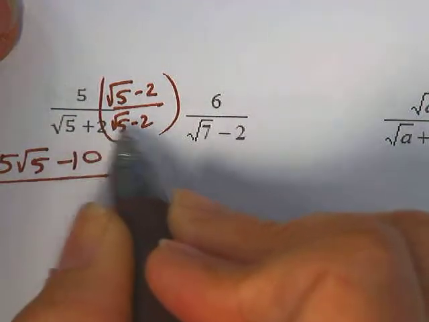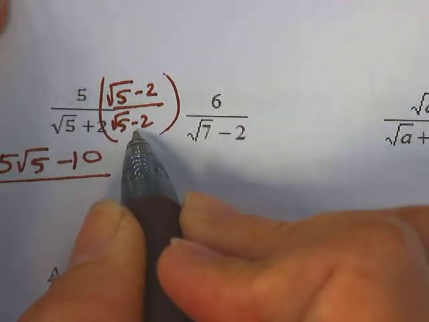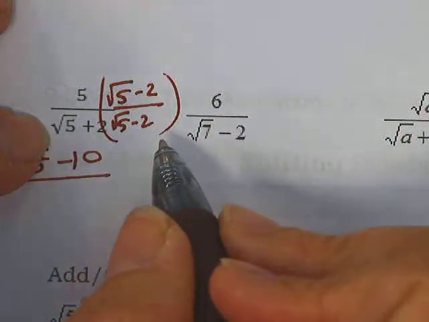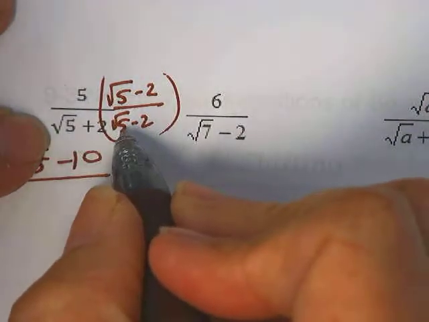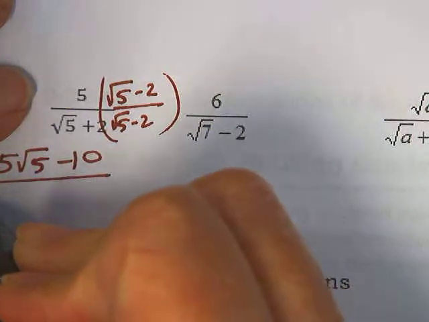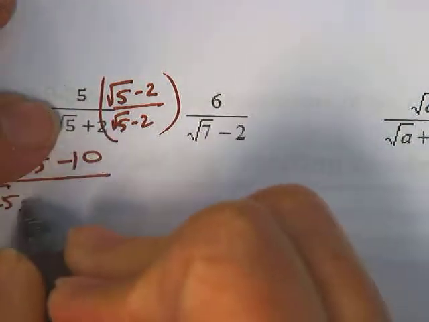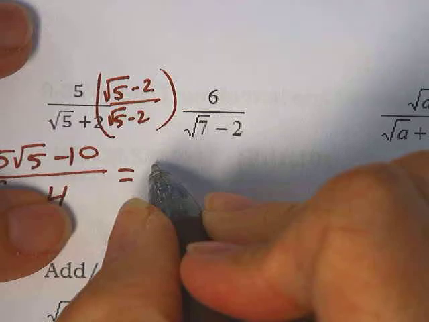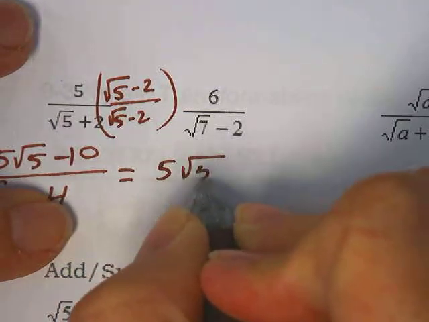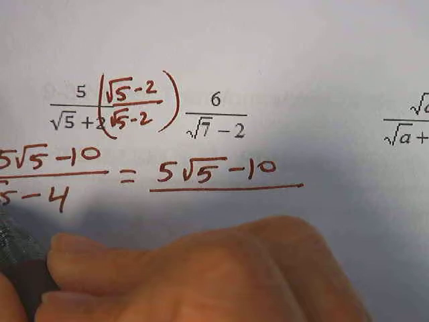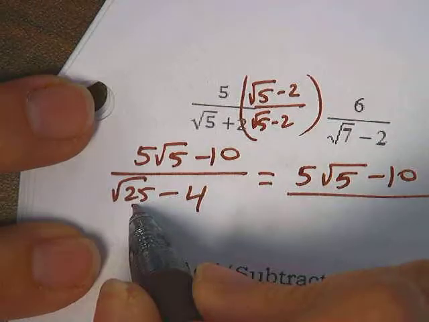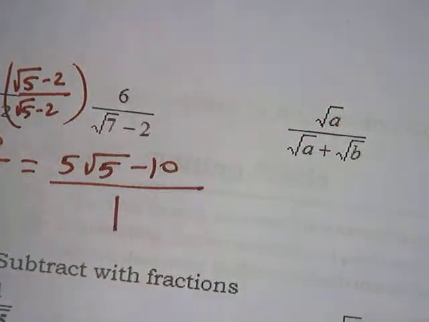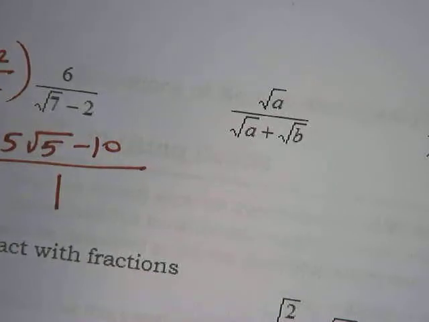When we have this conjugate, which is the same thing but just with an opposite sign, the middle terms cancel. So we're just looking at the first terms multiplied and the last terms. Square root of 5 times square root of 5 is square root of 25, minus 2 times 2, which is 4. So that simplifies into 5 times the square root of 5 minus 10 over square root of 25 is 5, minus 4 is 1. So notice there is no radical sign left in the denominator.